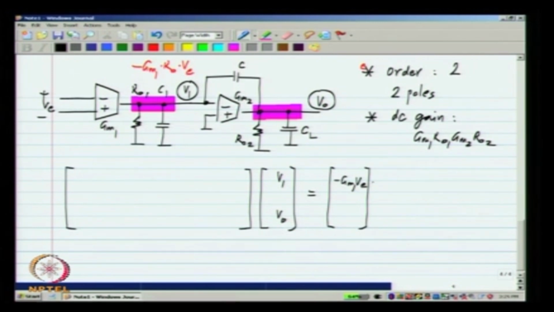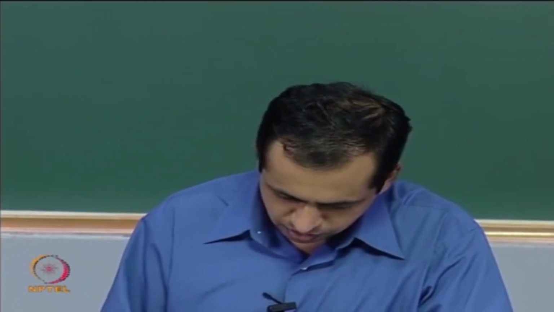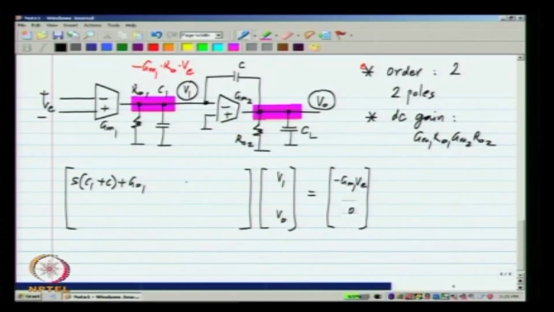Okay. This is provided by the first transconductor, and the matrix entries can be filled up. This entry here is the total admittance, which is S times C1 plus C plus GO1. GO1 is the reciprocal of RO1. It is convenient to use the conductances directly instead of writing it as 1 over RO1 everywhere. Okay. And this term is minus SC. Basically, the current through this capacitor is SC times V1 minus VO. That is why we get plus SC here and minus SC. Okay. This should be familiar to you from basic circuit analysis.